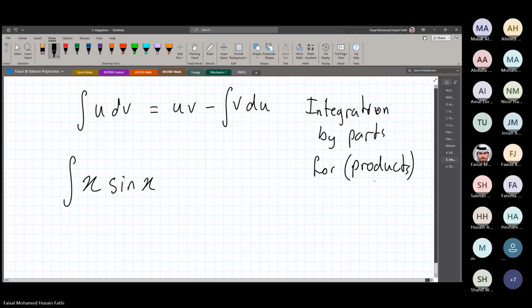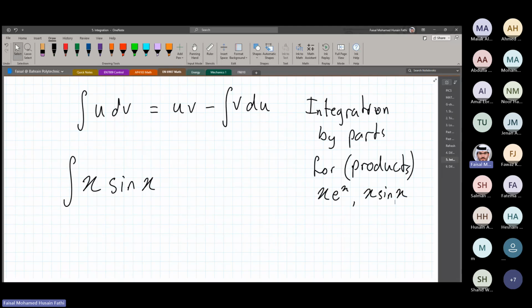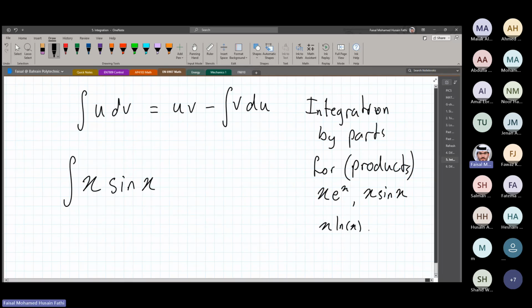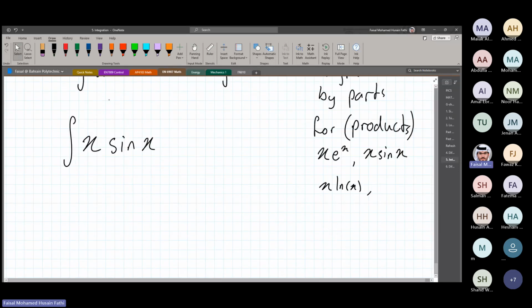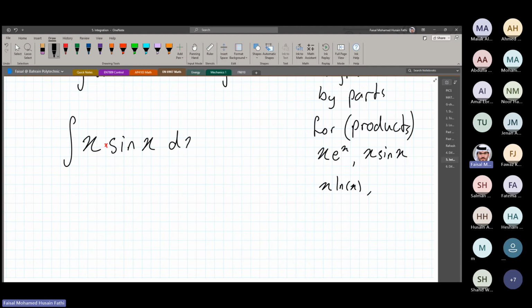So if you have x times e to the power x, x sine x, x ln x, and I don't know what else, these are basically the most important ones. So this is when you will be using integration by parts. Basically you have multiplication between two variables, and this is dx.